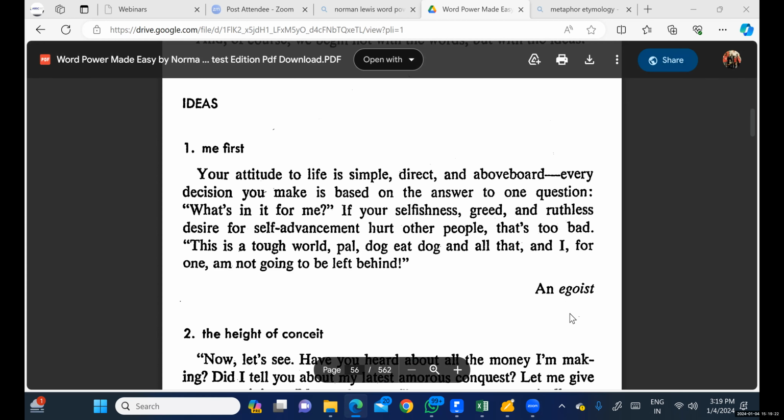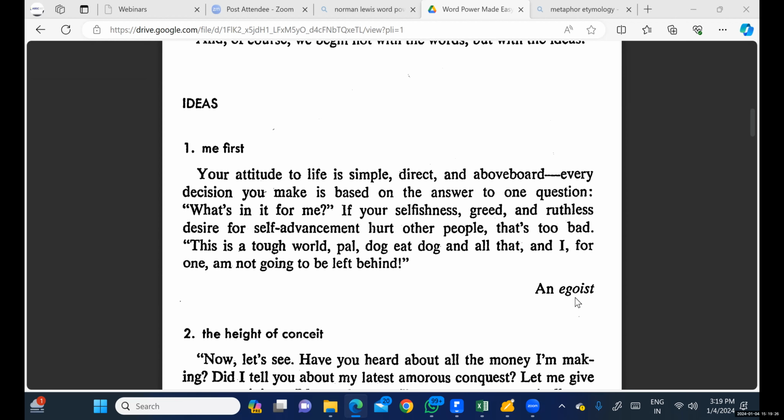Now, Kavya, does it help you in building a vocabulary? Now I know, okay, I'm talking about someone who has ego. He's talking about himself. He's greedy. So I know he's an egoist. Kavya, does it make sense? Yes, sir. Sir, but I have one doubt. Sir, are egoist and egotist different?